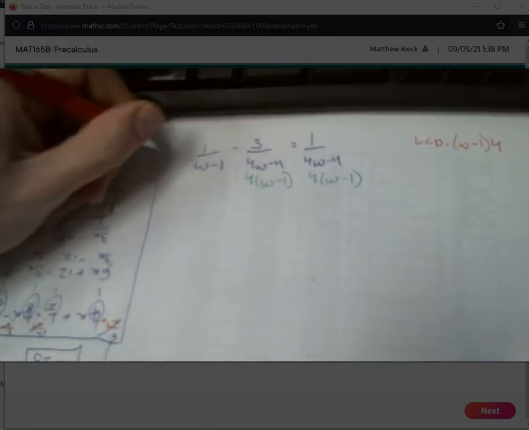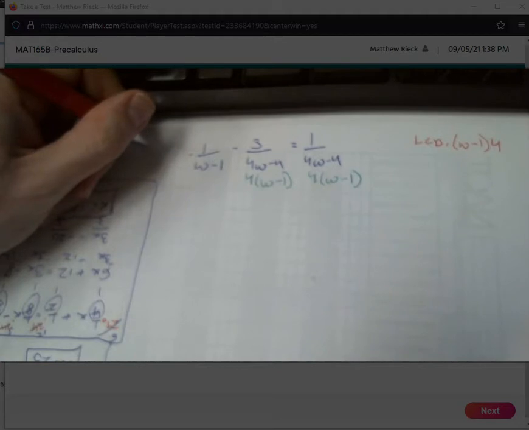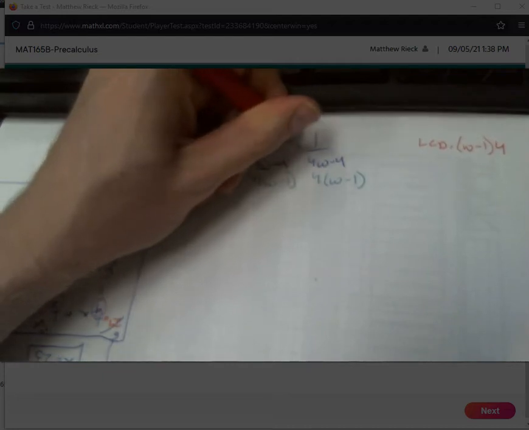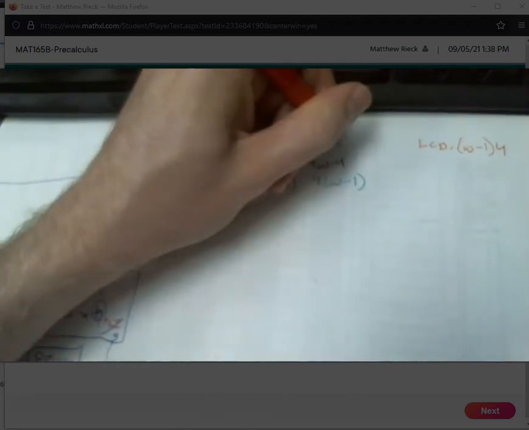So again, we're just going to multiply each of my terms by that least common denominator, 4 times w minus 1.